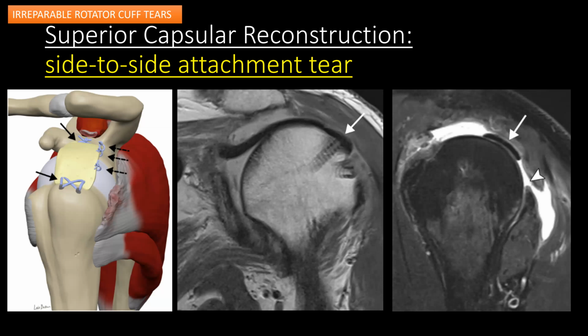Tear can also happen at the side-to-side attachment, as the illustration shows nicely here. Again, you want to make sure that it was done before calling it a tear. At our institution, there are two surgeons who do these procedures. They like to try to do these attachments as close to the glenoid as possible.